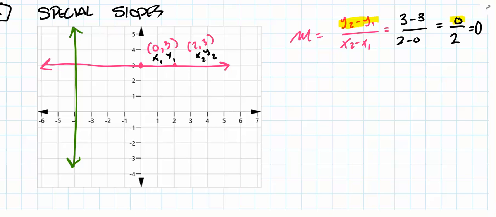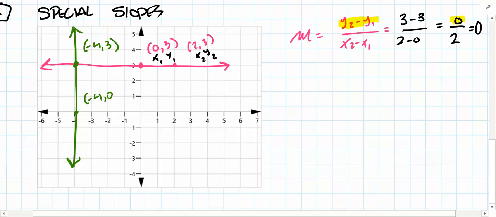-4, 3. Awesome, at that point. -4, comma 3. Give me another point on that green line. -4, 0. I love it. -4 and 0. Good, let's compute the slope of the green line. Well, it's going to be y2 minus y1 over x2 minus x1. Okay, it doesn't matter, so I'll go x and y my first pair, and I'll go x and y my second pair.